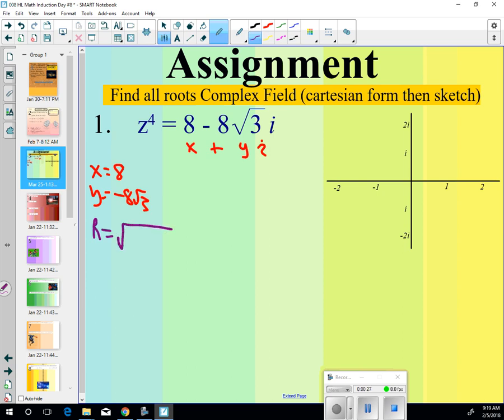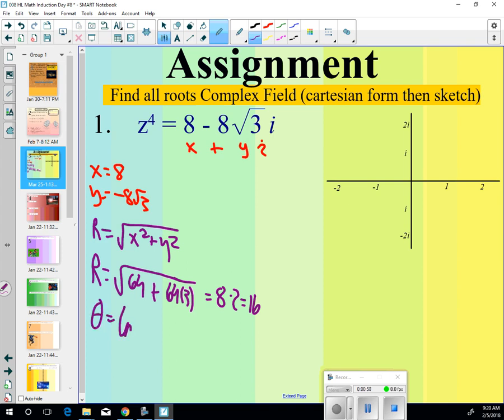R is the square root of x squared plus y squared. R is the square root of 64 plus 64 times 3, which, by the way, is 64 times 4. And what's the square root of 64? 8. And what's the square root of 4? 2. So it should be 16. Or you can use your calculator and get 16.